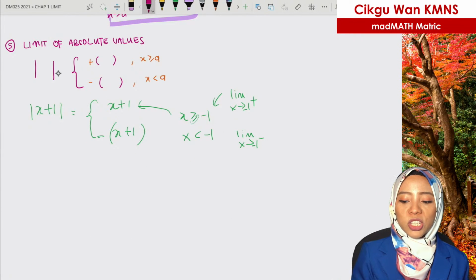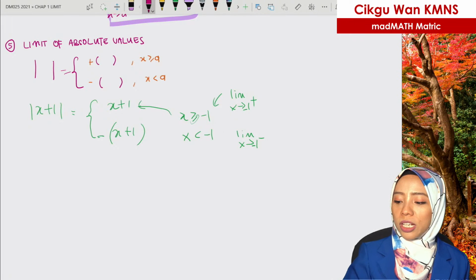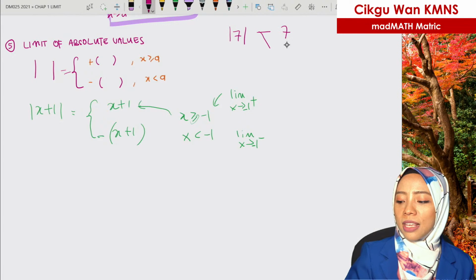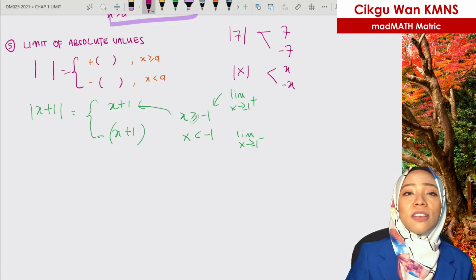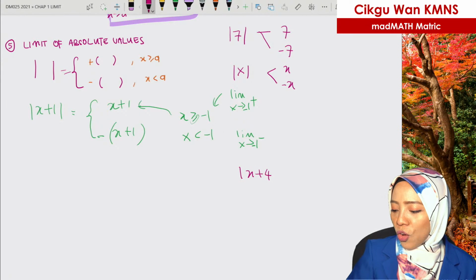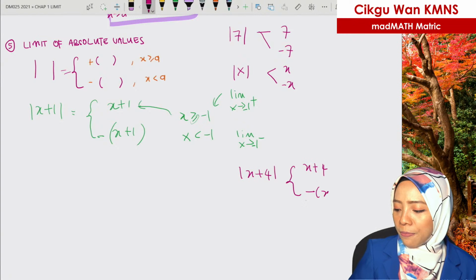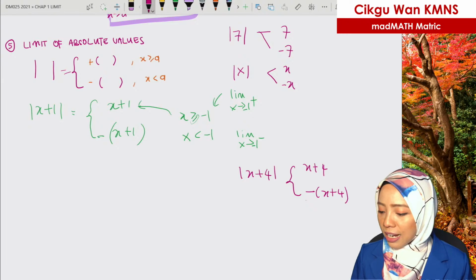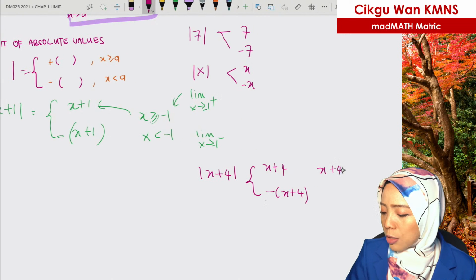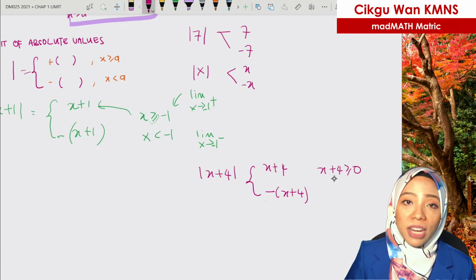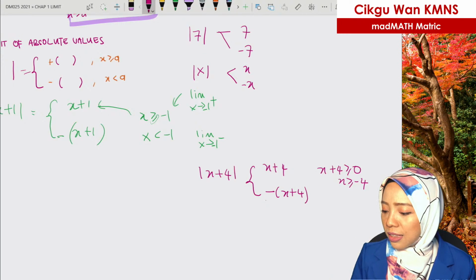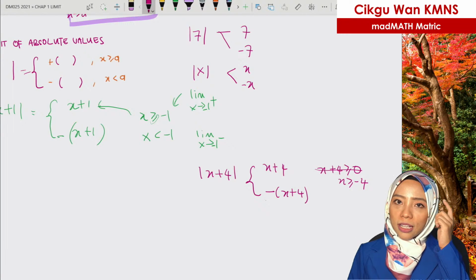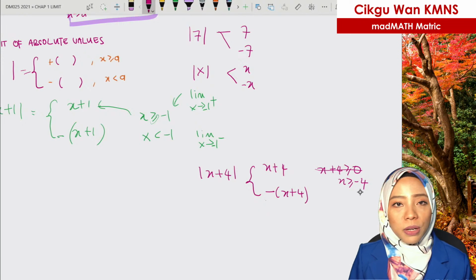Okay. So as I mentioned earlier, limit of absolute value. Kalau kata absolute, before this sudah belajar absolute, it can be 7 or negative 7. If absolute x, it can be x or negative x. If absolute x plus 4, it means that it can be x plus 4 or negative of x plus 4. Ini sekarang tambah sikit sebab kita dah belajar limit. So kita write down x plus 4 is positive, kita buat greater and equal. So x is greater than or equal to negative 4. 4 plus pindah sana jadi negatif. Ini tak payah tunjuk. Ini dalam otak je.